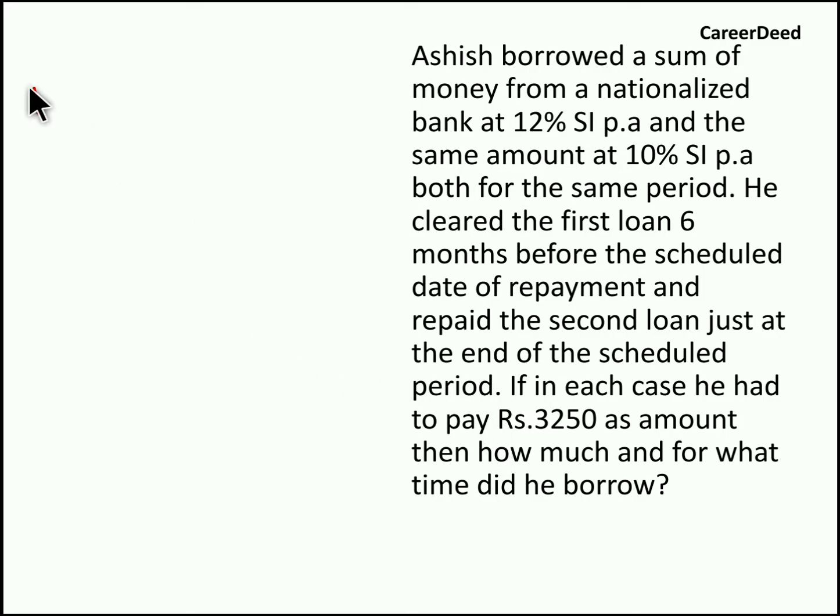So in the first case principal is P and the simple interest is P into number of years in the first case, that is in 12% simple interest per annum, n minus 1 by 2. Because he repaid the first loan before 6 months itself. So before 6 months is half a year, right? So actual number of years is n minus half a year, 1 by 2, and rate of interest here is 12. So divide this by 100. So totally he paid principal plus interest equal to 3250 rupees in the first loan.